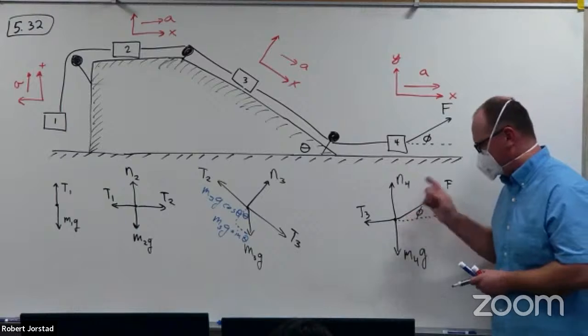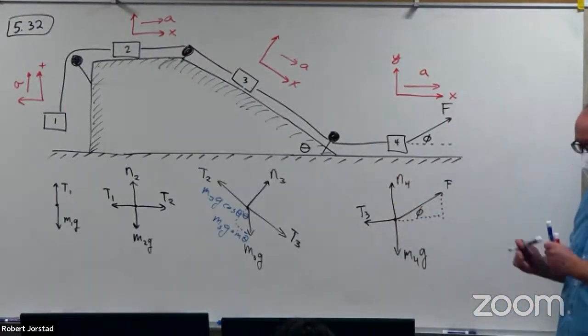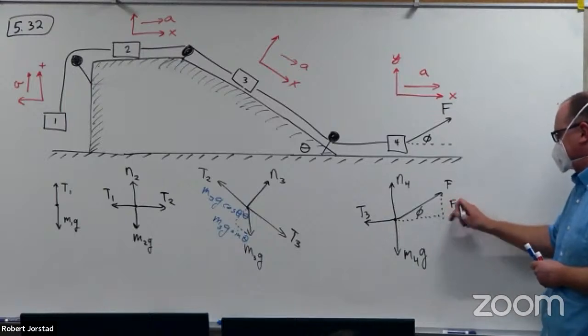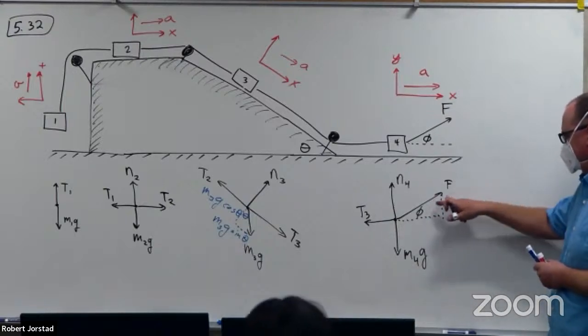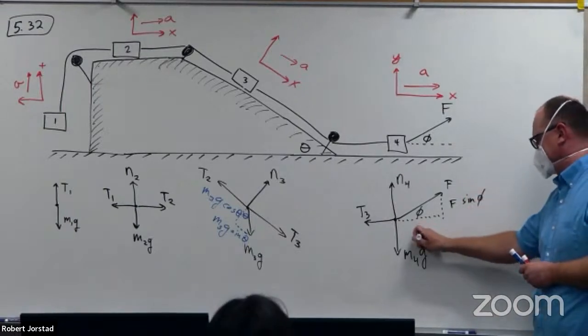Sometimes normal force is not mg. Sometimes it's not mg cos. Sometimes it's whatever it is. F sine or cos? Sine. Cos.